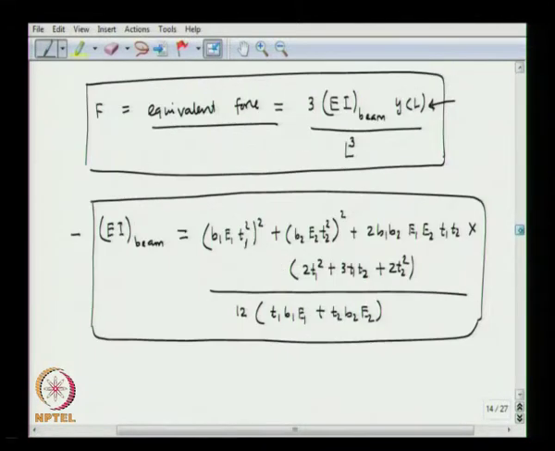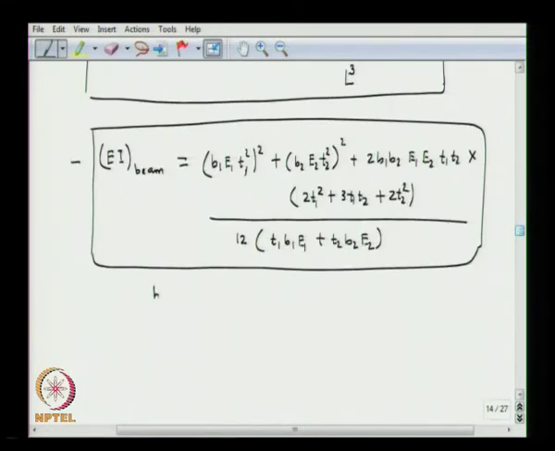Okay. So here just to confirm, B1 is the width of 1, T1 is the thickness, so B is the width, T is the thickness, and E is the Young's modulus. Okay.